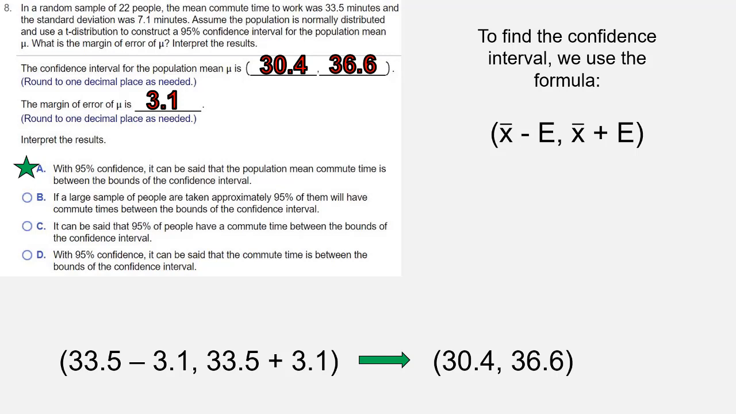It doesn't mean that if you take a large sample, 95% of them will have commute times. That's not what that means. It can be said that 95% of people have a commute time. No. With 95% confidence, it can be said that the commute time is between the bounds of the confidence interval. That sounds very close to what part A said, but we're looking for a confidence interval for the population mean, not for the commute time, but for the population mean commute time. So that's the slight difference between A and D that makes this answer A. And that's your answer.